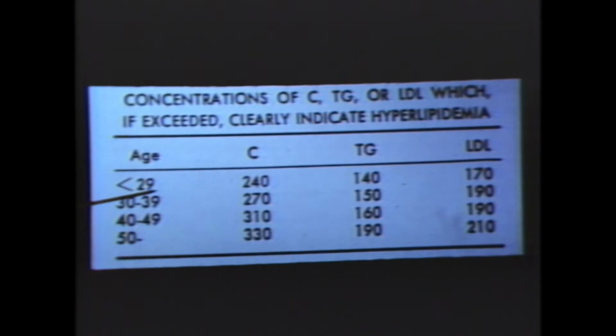In this country, this is some data produced by the director of the most famous research institution ever put together. And this is what he says. You start worrying about a total cholesterol level in a patient under 29 when it reaches 240, or here 270. You don't tend to have to worry about it so much prior to that time.